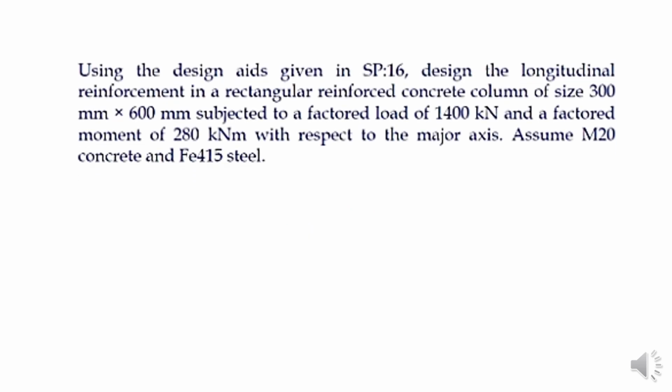The problem: using SP16, design the longitudinal reinforcement of a rectangular column of size 300 by 600 mm, subjected to a factored load of 1400 kN and a factored moment of 280 kNm with respect to the major axis. The materials used in this problem are M20 grade concrete as well as Fe415 steel.